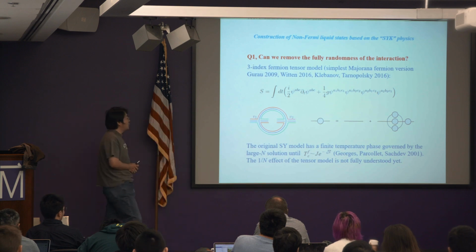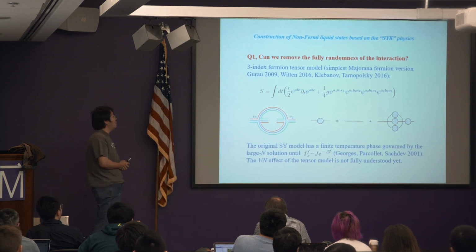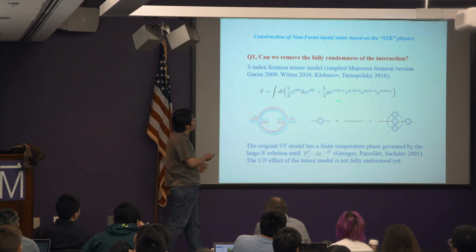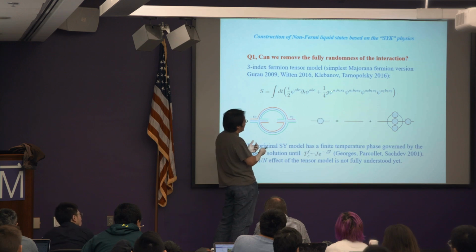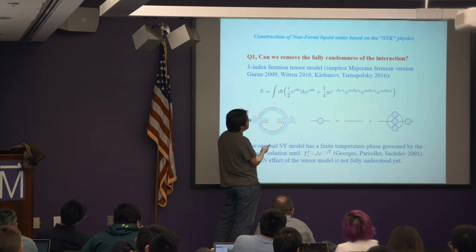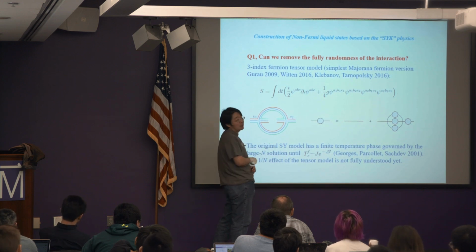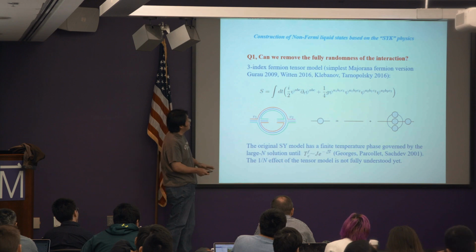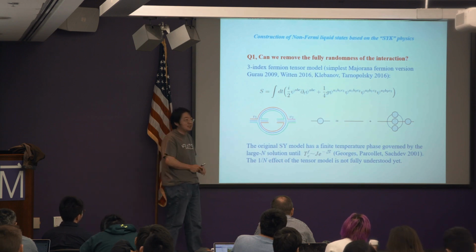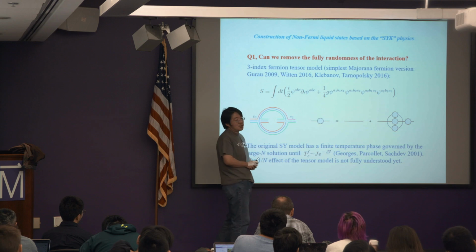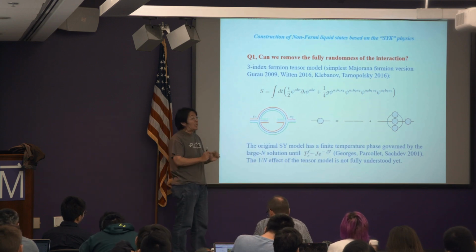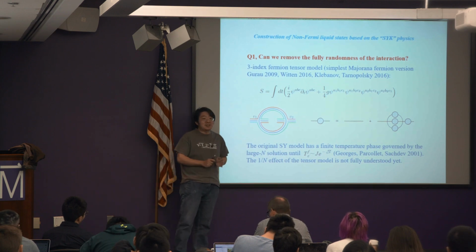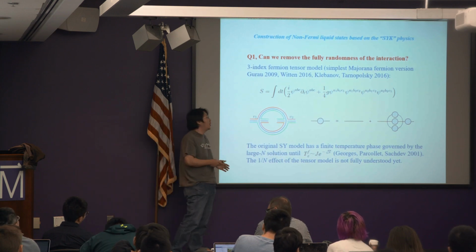Suppose we start with a non-random, still 0+1 dimensional, interacting fermion model, but now the fermion will carry 3 indices, and these indices will contract in a certain way. I mean, you can stare at it and figure out how they contract, but when they contract in a certain way, you can show that the same kind of diagrammatic tricks for the SYK model will work here.